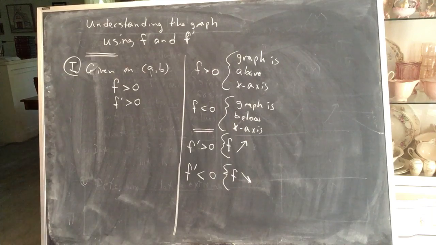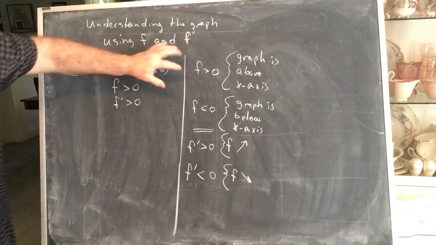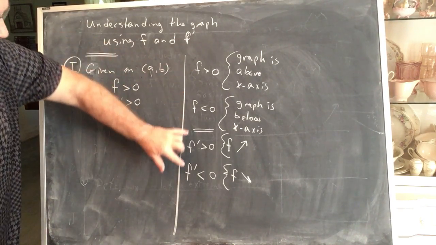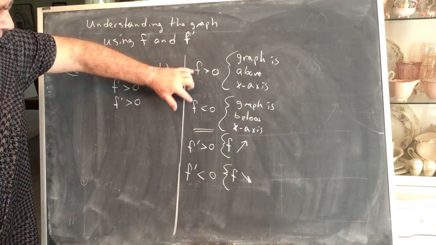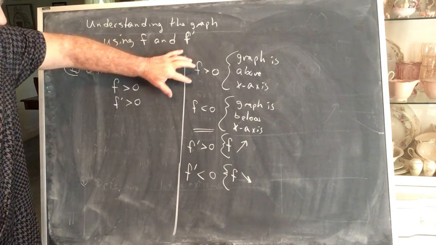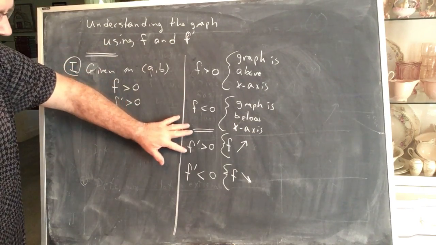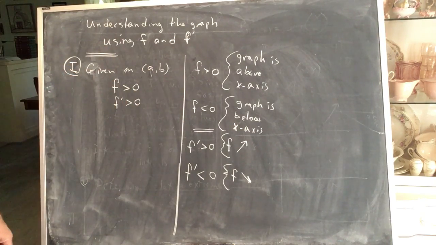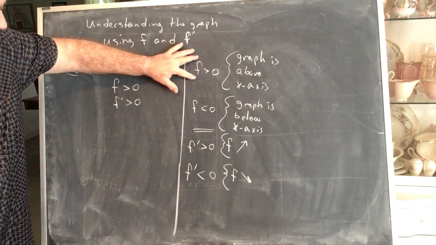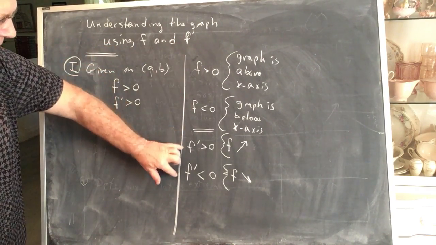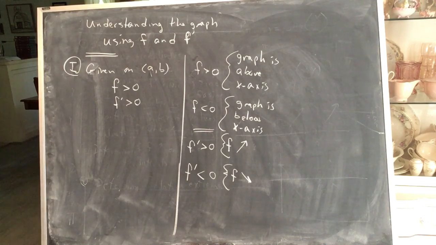The function is decreasing. And what's important to remember is, either of these two may match with either of these two. There is no relationship that necessarily requires that if the function is greater than 0, the derivative is greater than 0. This may be paired with either of these, and this may be paired with either of these. So any combination is possible.